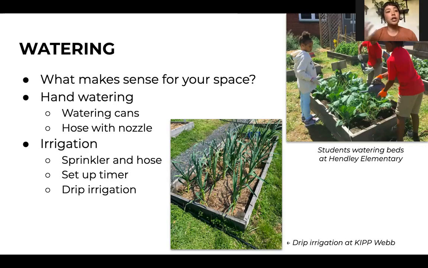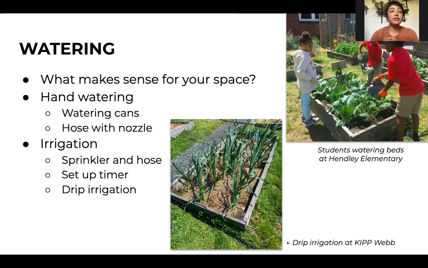But if you have a bigger space and maybe you're not able to get to your garden every day, then an irrigation system would make more sense. So you could autonomously do that, like setting up a sprinkler and a hose so it can just do its thing. A timer will help too. You don't even have to be there. You just set it and forget it, and adjust the settings.